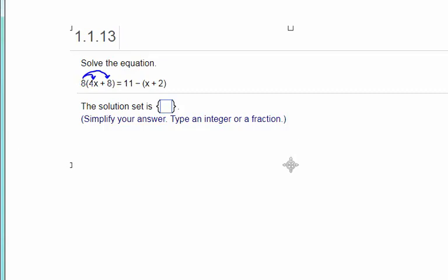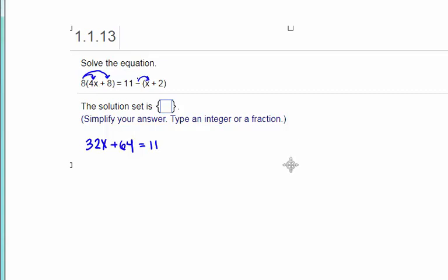And so I'm going to multiply 8 times 4x, and that's going to give me 32x. I'm going to multiply 8 times 8, and that's going to give me positive 64. And then I'm going to rewrite the rest of the problem until I get right here, and then I'm going to do the same sort of thing.